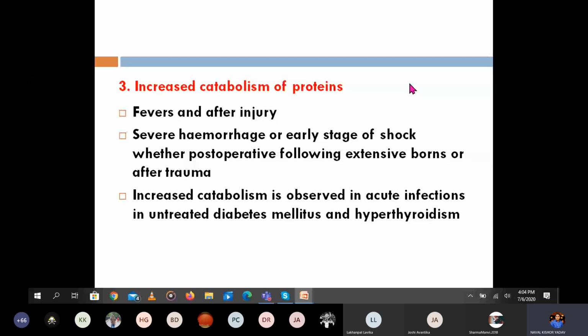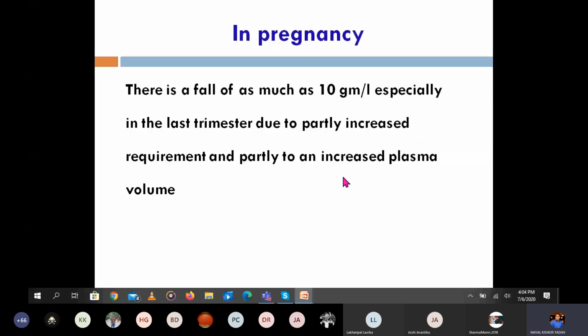In pregnancy also there is a decrease in albumin. Why? As you know, there is an increased demand, due to which we will have a decreased level. You can see about 10 gram per liter, that is 1 gram per dl. Last time I said it is partly due to the increased requirement and partly due to the increase in plasma volume. So in pregnancy also there is a decrease in the albumin level.